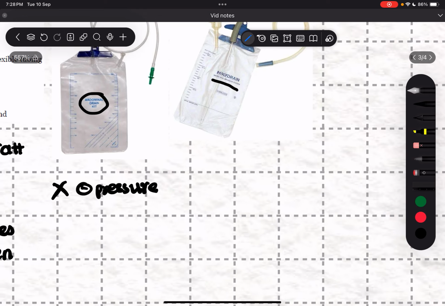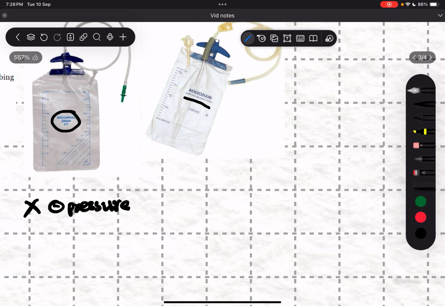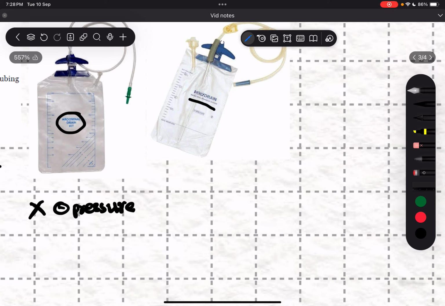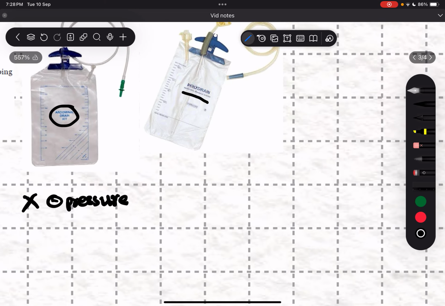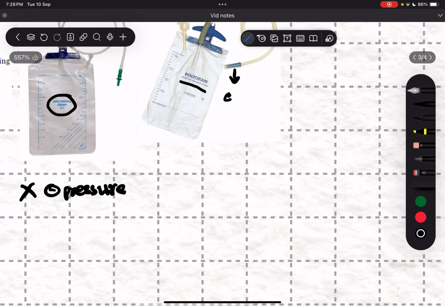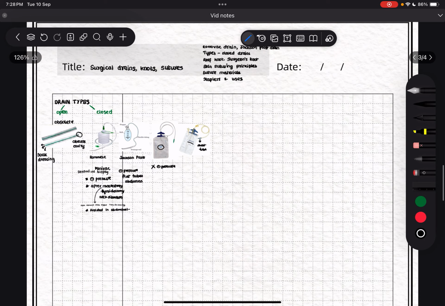What is this? This is an underwater seal. This tube is submerged underwater. This is the level until which water is supposed to be filled, so that the tube gets submerged in water and it is connected to the chest tube. These are about the drains.